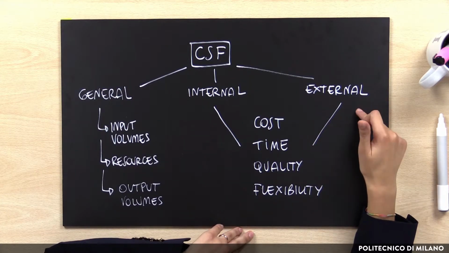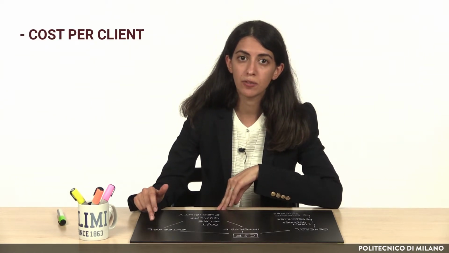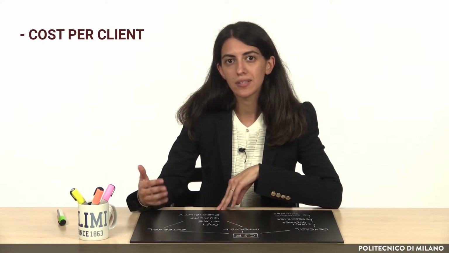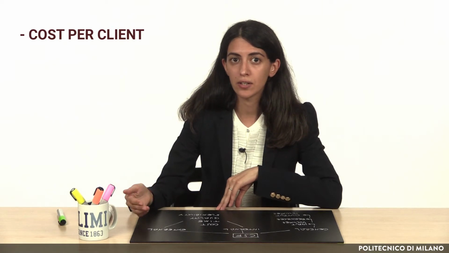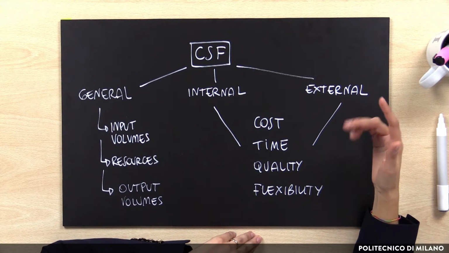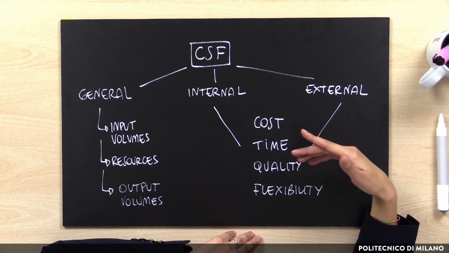An example of external cost performance is instead the cost per client, that is, the cost attributed to the single customer for achieving the final output. The simplest example of this is the price paid by the final external customer to buy the product or service. We then have time performances, which refer to the time needed to accomplish the process and answer to the need of the market. Competitive pressure on time is one of the main drivers of the adoption of a process orientation.